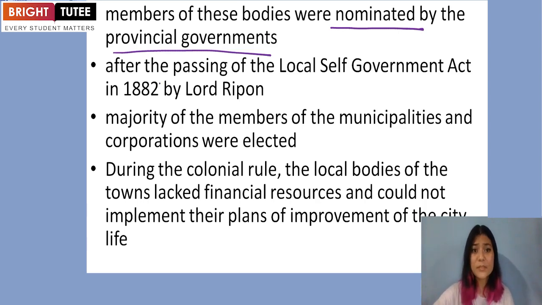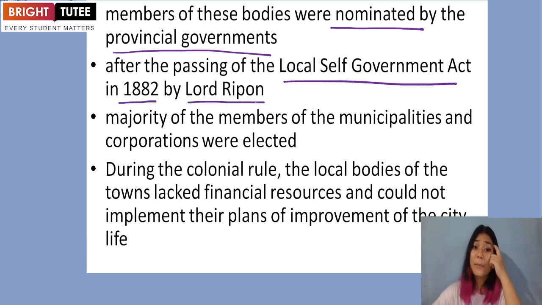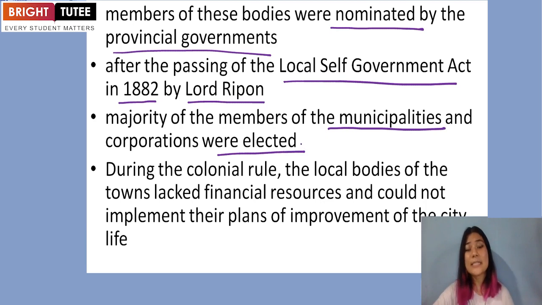After the passing of the Local Self-Government Act in 1882 by Lord Ripon, the majority of the members of the municipalities and corporations were elected. After 1882, they were not nominated by the government but were elected.